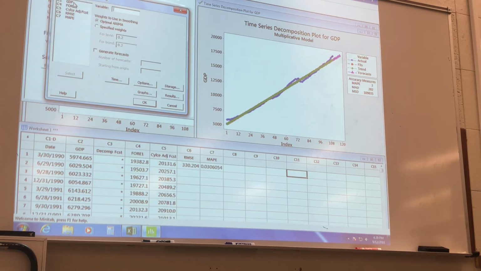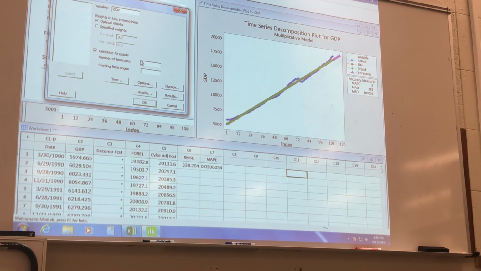You put the original variable in, GDP. Choose optimal ARIMA. You see that? Because it sets the smoothing constants for the trend and cycle. It optimally sets them, so you don't have to touch them. Generate forecasts. How many forecasts do we need?